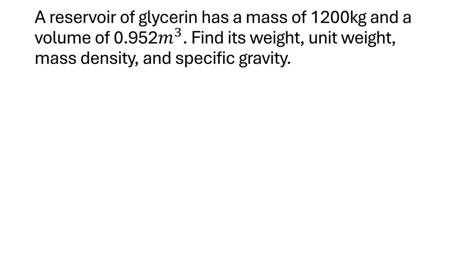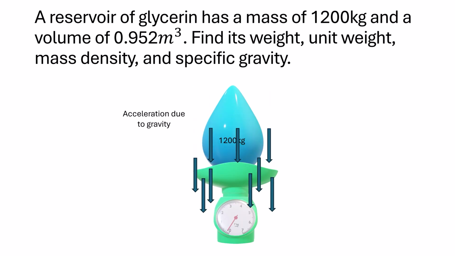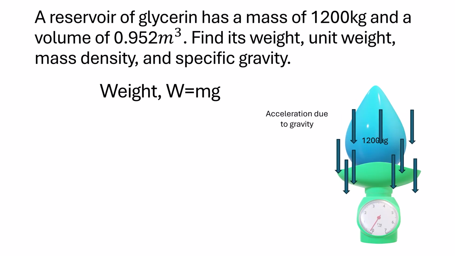A reservoir of glycerin has a mass of 1,200 kilograms and a volume of 0.952 cubic meters. Find its weight, unit weight, mass density, and specific gravity. Remember, your mass and your weight are different. Your mass refers to the amount of matter in an object, while your weight refers to the force of gravity acted upon that mass.